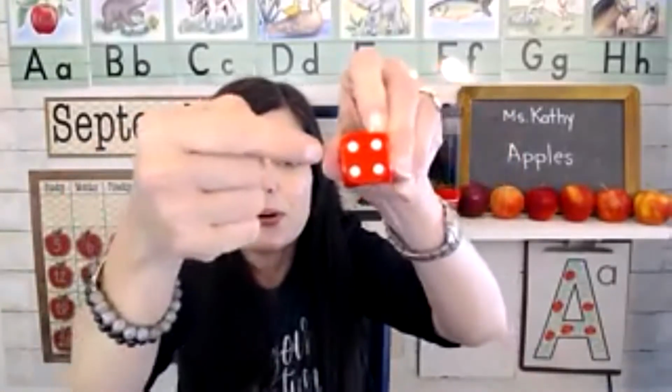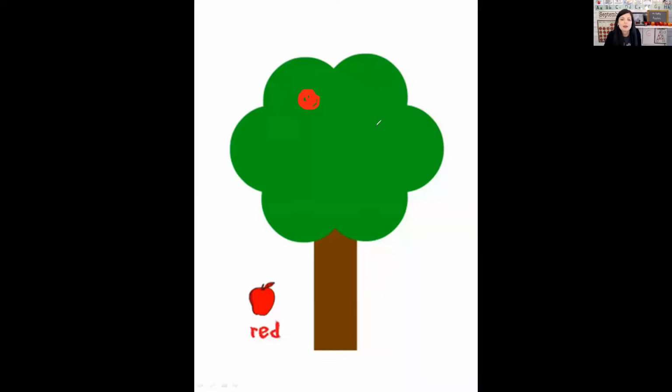Let's roll again, okay? Oh, what number is this one? That's number 1, 2, 3, 4. That's number 4. So let's add 4 dots this time, 4 apples. 1, 2, 3, 4. Okay, let's roll again.